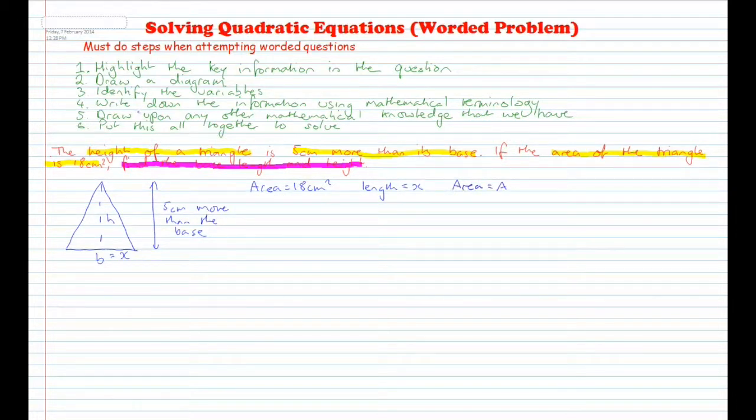Okay, so step 4 says write down the information using mathematical terminology. So we've got a whole lot of stuff here. What we're going to do is go through and write this down using mathematical terminology. So I know my base is equal to x. Now if my base is equal to x, that means my height is 5 centimeters more than the base. So my height is equal to x plus 5. And my area, being A, is equal to 18.